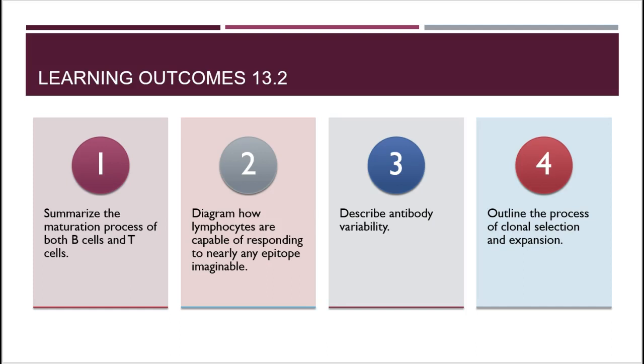There are 4 learning outcomes for this mini lecture. First, summarize the maturation process of both B cells and T cells. Second, diagram how lymphocytes are capable of responding to nearly any epitope imaginable. 3, describe antibody variability. And 4, outline the process of clonal selection and expansion.